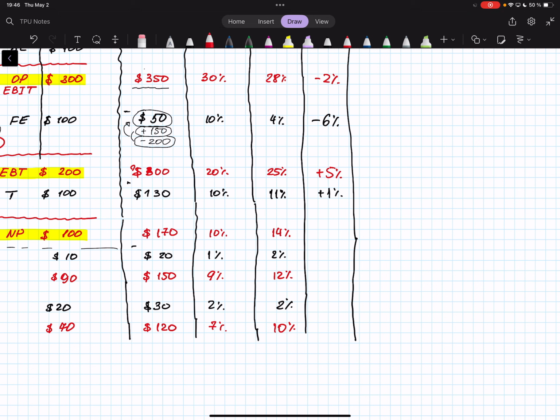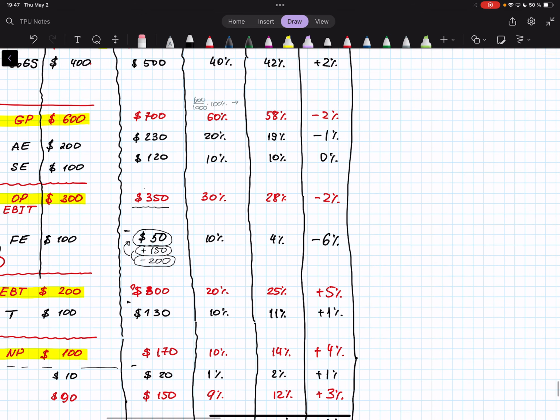Your net profit is plus 4%. Your preferred dividends plus 1%. Your net profit available to common shareholders plus 3%. And net profit plus 3%. And dividends to common shareholders 0%.